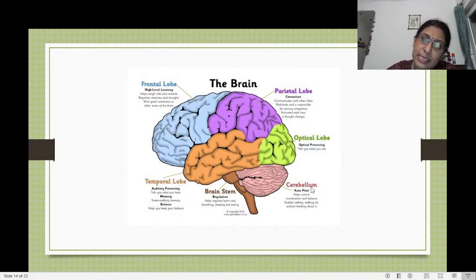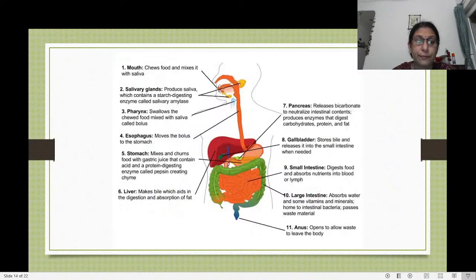Another example you can see is of the brain, where we have the different lobes colored differently and the functions mentioned. For example, the temporal lobe: its functions are auditory processing, memory and balance, and then just keep a small two-liner next to it. Whenever you walk across that place and see the diagram, you are revising the whole topic by itself. This is an example for the digestive system, where the parts are labeled and their functions are mentioned.